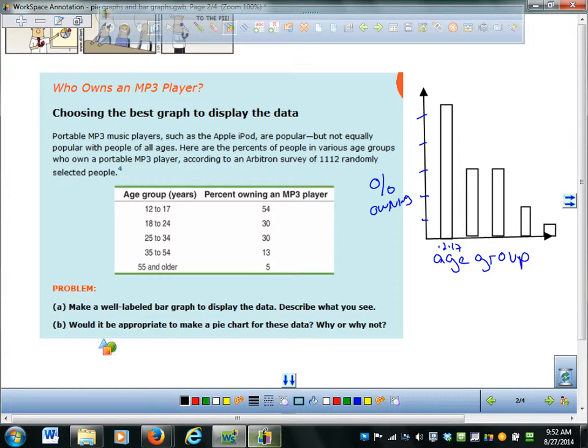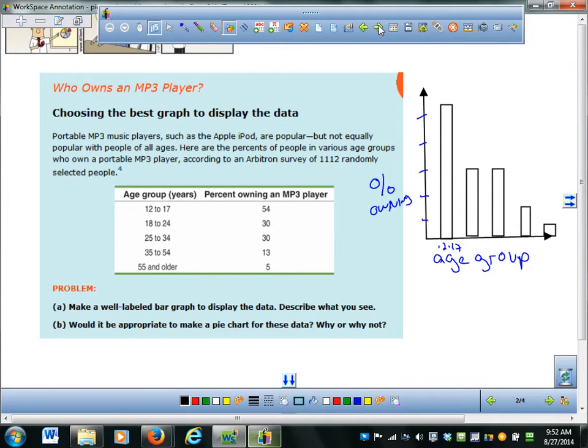So, would it be more appropriate to make a pie chart for these data? Why or why not? What do you think? No, just not. Yeah, but why? Very good. Okay? Because these things, like 54% of the whole of this group, right? These percentages don't add up to 100. It's saying you're looking at each group individually. Yes? So what's next?